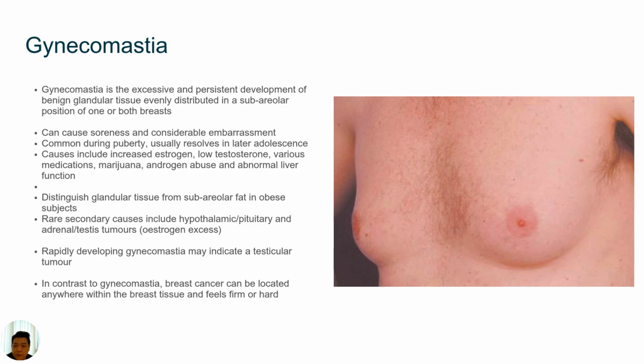Rarely, the secondary cause can include hypothalamic, pituitary, adrenal, and testicular tumors, so it can affect male fertility. Rapidly developing gynecomastia may indicate a testicular tumor as well. In contrast to gynecomastia, breast cancer can be located anywhere within the breast tissue and feels firm or hard.